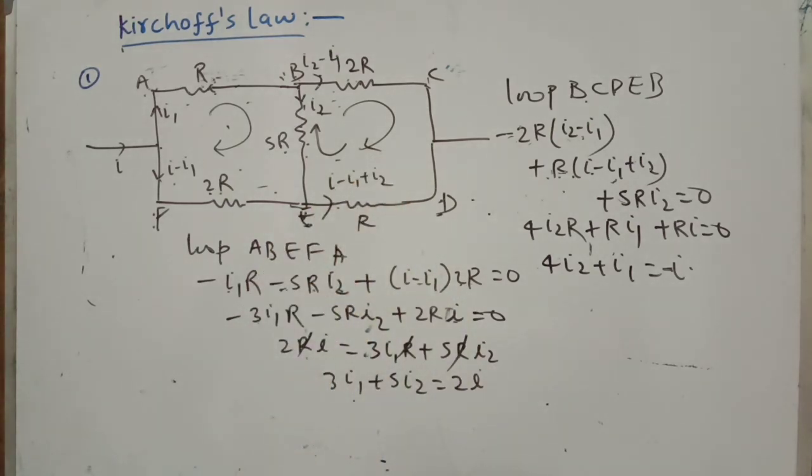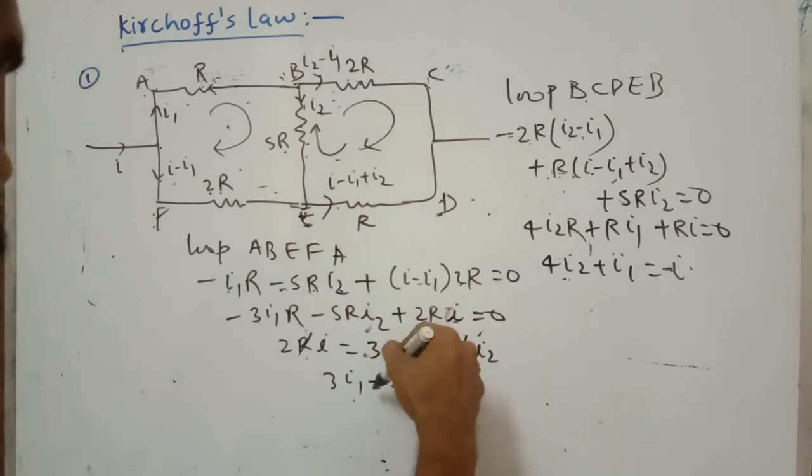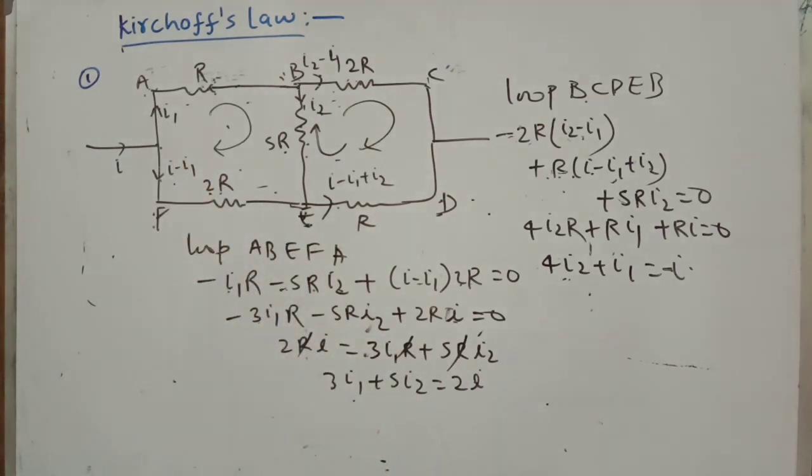After that you can solve these two equations and you will get I1 and I2, and that means you can get the current in every branch. So this is the unbalanced bridge, and with the help of the Wheatstone bridge you can also find the unknown resistance.